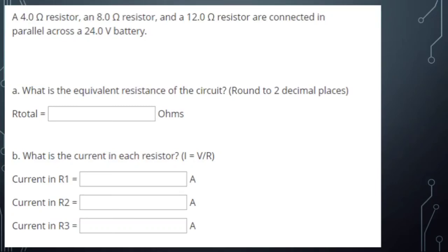A 4 ohm resistor, an 8 ohm resistor, and a 12 ohm resistor are connected in parallel across a 24 volt battery. First thing they want us to find is R total. Now the way we're going to get R total is 1 over RT equals 1 over 4 plus 1 over 8 plus 1 over 12.